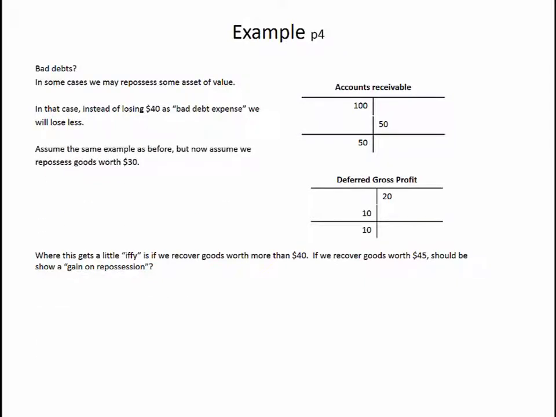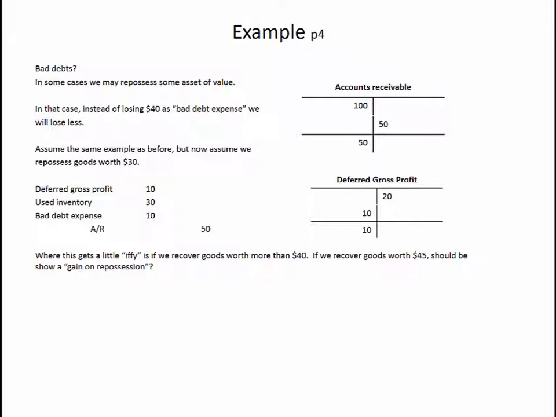Let's go ahead and assume the same example as before, but now let's assume that we repossess goods worth $30. Again, the non-negotiable part is that the account receivable and the deferred gross profit have to come off the balance sheet. The account receivable has no value any longer, so it has to go, and the deferred gross profit has to go along with it. We record that inventory at $30, its fair market value, and so in this case we only lost $10. We had a $40 net investment in receivable, and we received $30 worth of stuff for it, so we only lost $10.